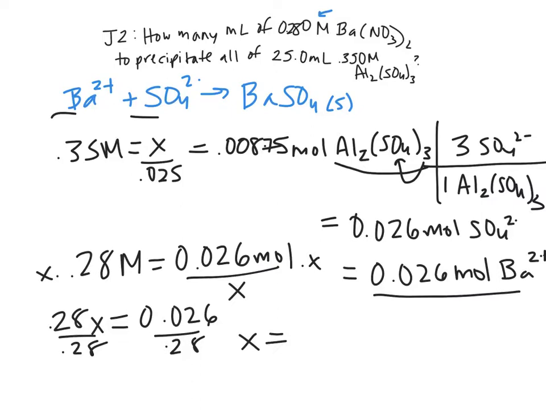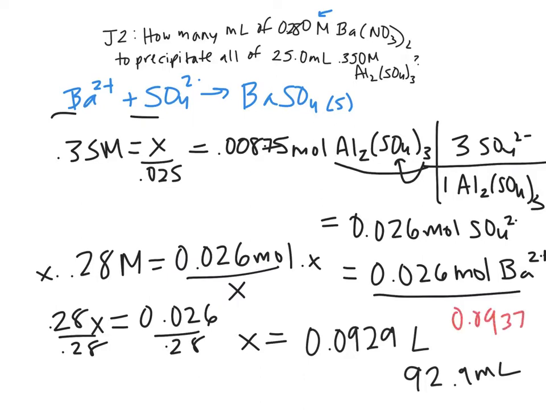So x should be equal to 0.0929, that's liters, which is equal to 92.9 milliliters. If you didn't round, which honestly you're not supposed to round until the very final step, you should get something like 0.09375 or something. So either answer is fine.